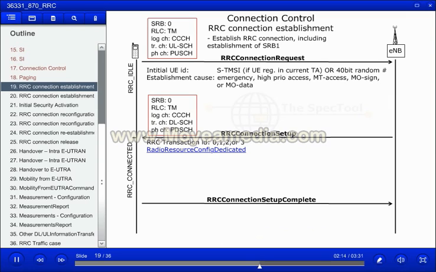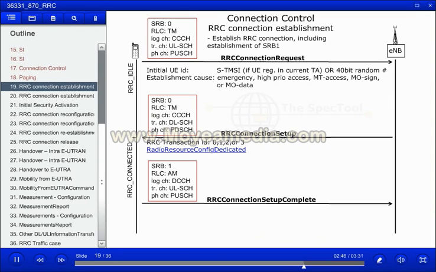From now on, the UE will be RRC connected, and signaling radio bearer 1 will be used for all RRC messages until a signaling radio bearer 2 is established. The UE will finish the procedure through sending the RRC connection setup complete message. This message is delivered on signaling radio bearer 1.